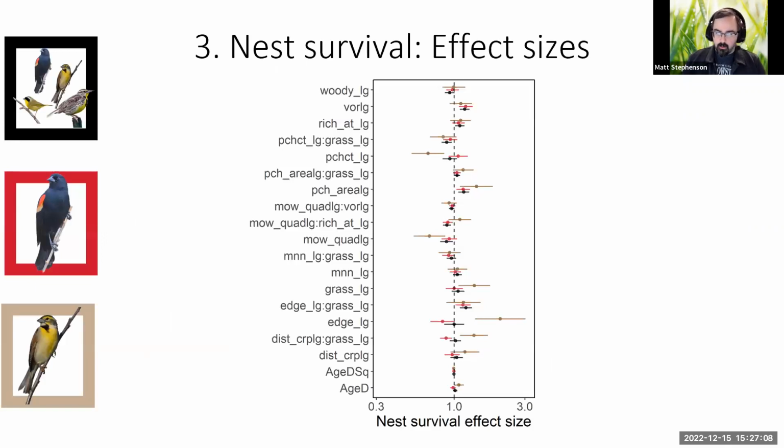So for our nest survival data, I just want to make a point that the results I'm sharing come from a global model with an all subsets model selection, where we build a big model with everything we think might be important to nest survival. And then through some statistical approaches, we shake out what the best predictors are. We're not going to go through all of them, but I'll focus again on the most important predictors of nest survival.